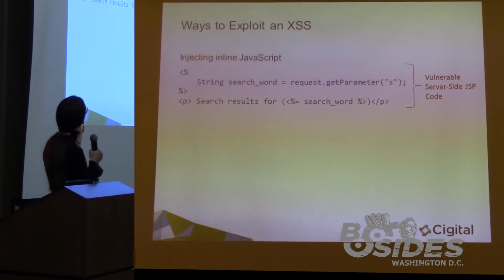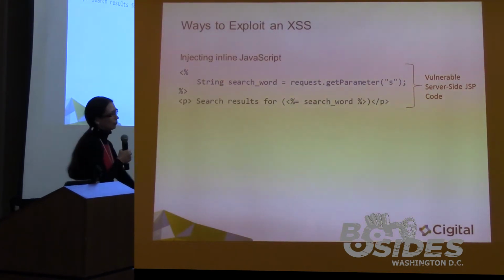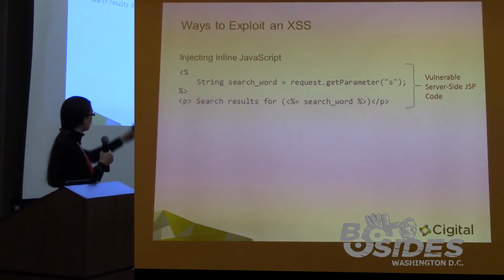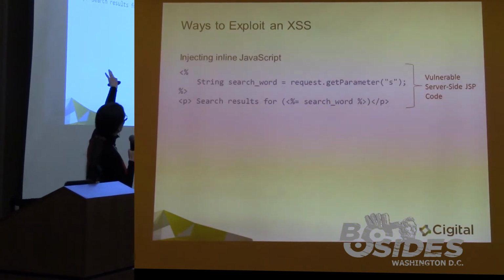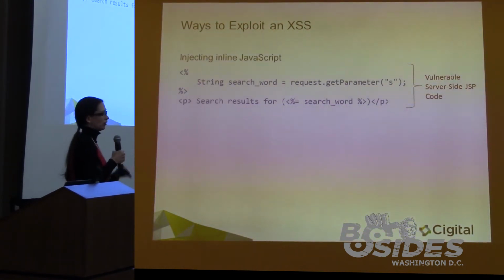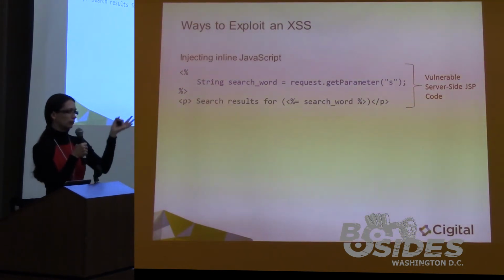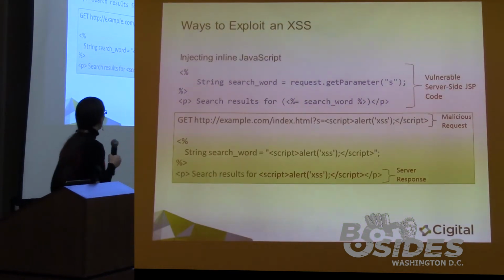So, for example, one type of injection is where we have inline JavaScript. This is our JSP page. We get a parameter from the request, getParameter s, some parameter from the URL string. And then when we write the response in the HTML page, we reflect the search word right away. Usually you search for something and the next page says, here are the results you searched for. So we are expecting a search word.